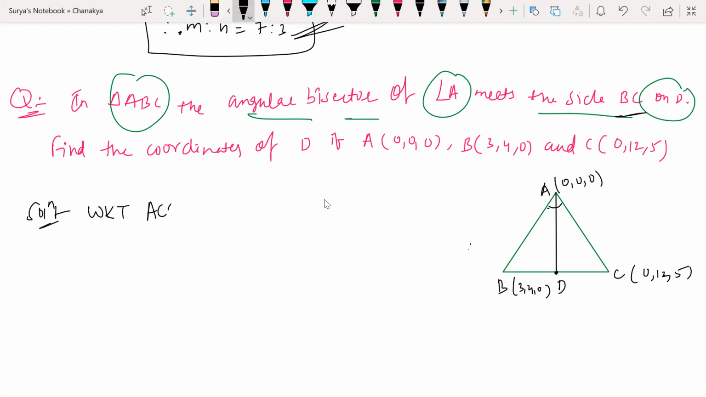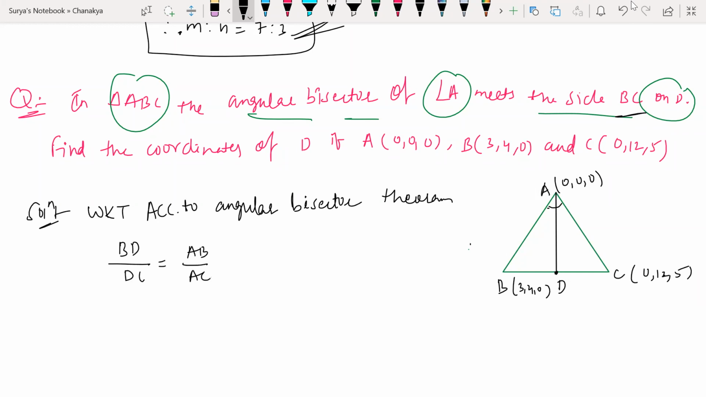According to the angular bisector theorem, look at this here. BD by DC is equal to AB by AC. Guys, this upon this will be equal to this upon this. That is the angular bisector formula.